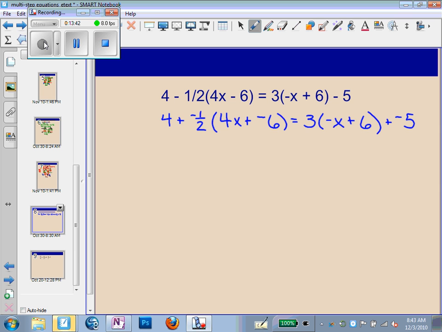Now, I can't add my 4 to anything on the left-hand side because I have to deal with the distributive property before I can do that. Same thing for the right-hand side. I can't add that negative 5 until I deal with my distributive property. So basically, my next step is going to be distribution on both sides.